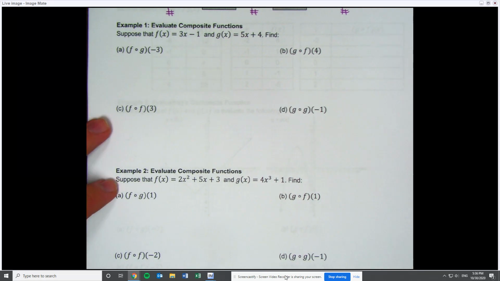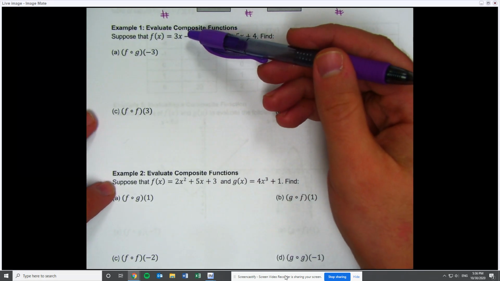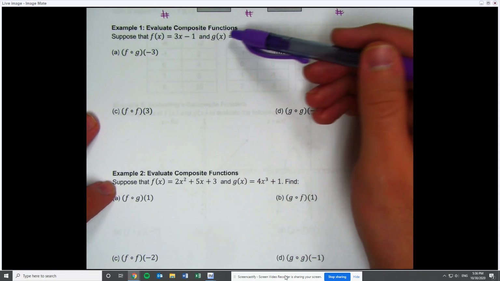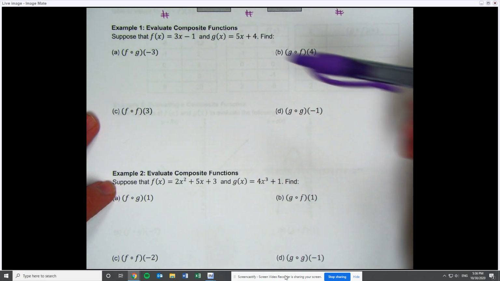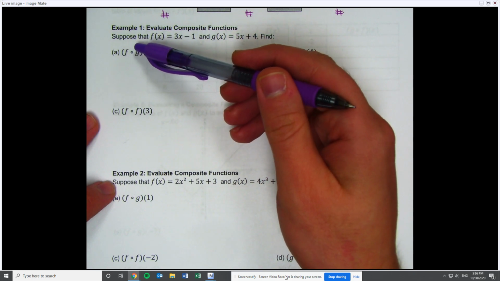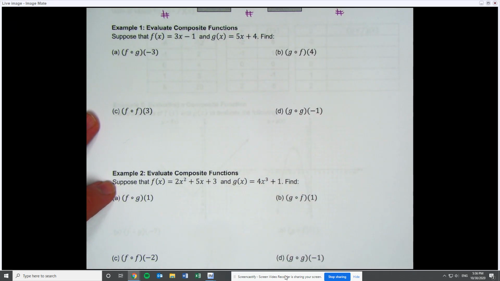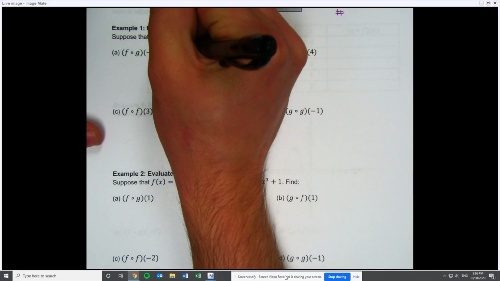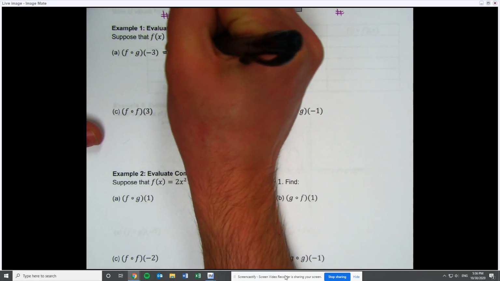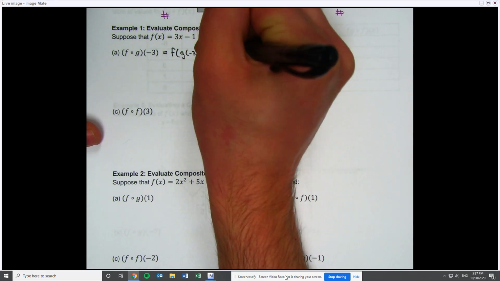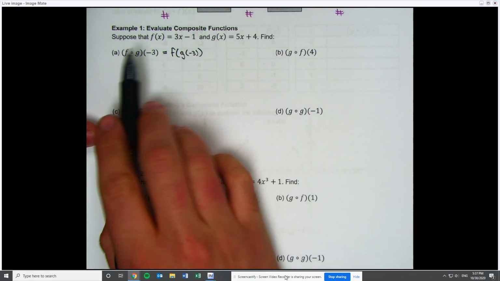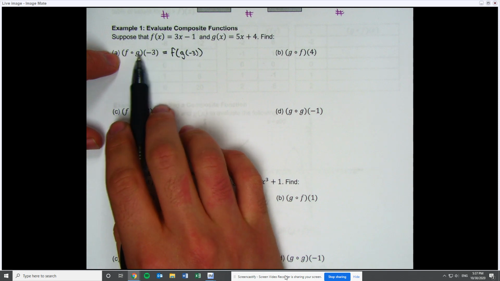So looking at example 1, I tell you that f of x is equal to 3x minus 1 and g of x is equal to 5x plus 4. The first thing I want us to evaluate is f composed with g of negative 3. Now again, that's not the most user-friendly way to write this, so I'm going to start by rewriting it. Rewriting this, I know I can write this as f of g of negative 3. f is first, so it's the outside, g is second, so it's the inside.